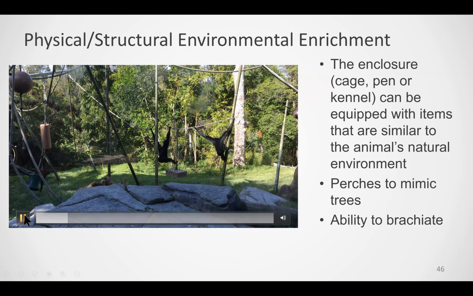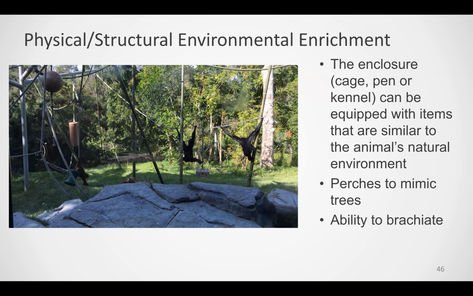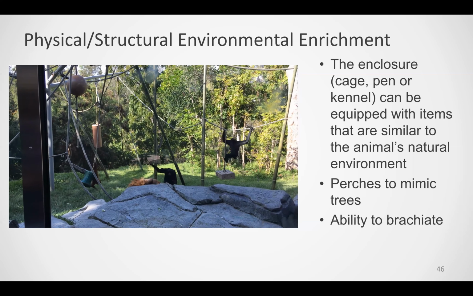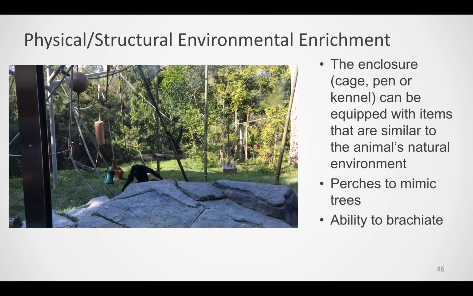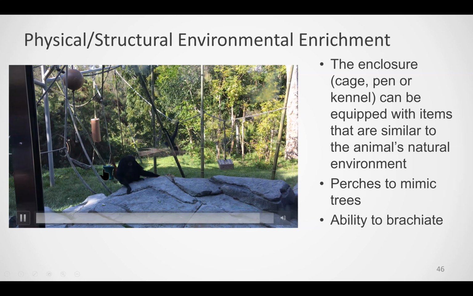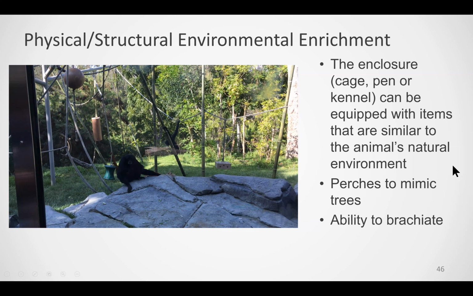So you can see the siamangs and that long arm stretch that they use. There you go, that's animals brachiating. But they seem to be perfectly fine. You can see a young orang over here doing some play behaviors. So it's important in these types of environments, when you've got these types of animals in captivity, to provide them the structural type of environment that allows them to do these natural behaviors.